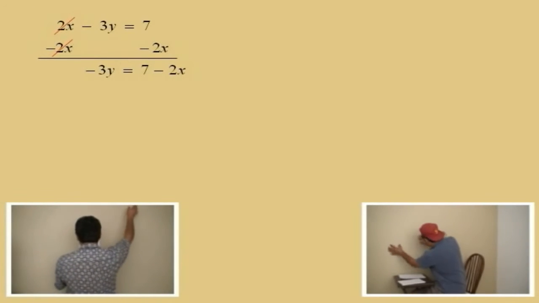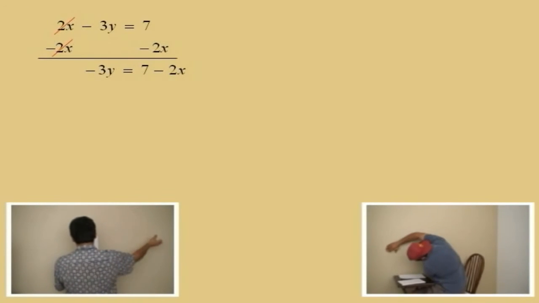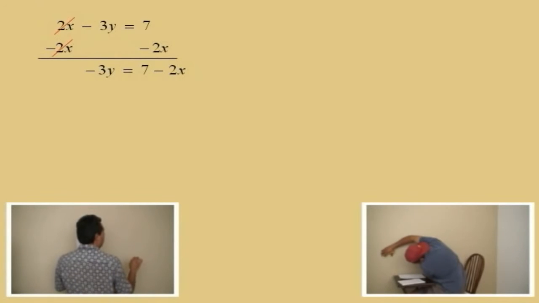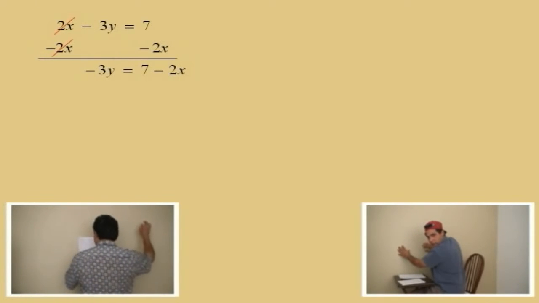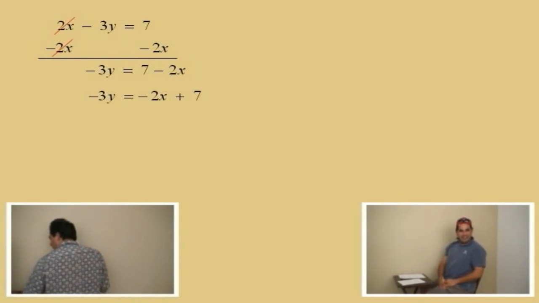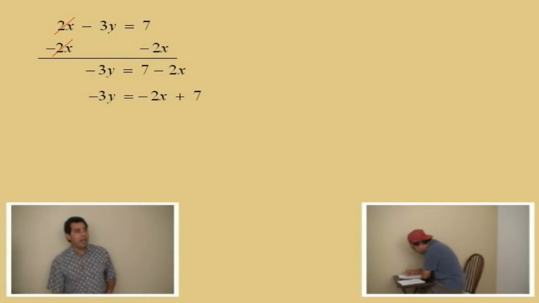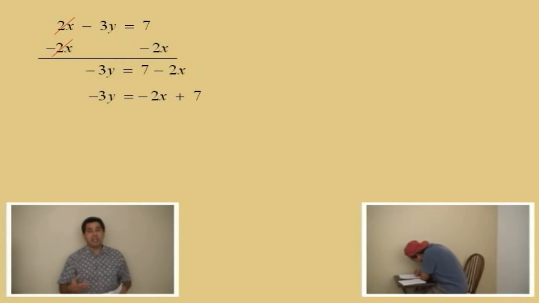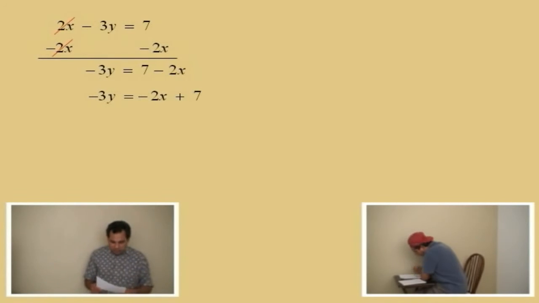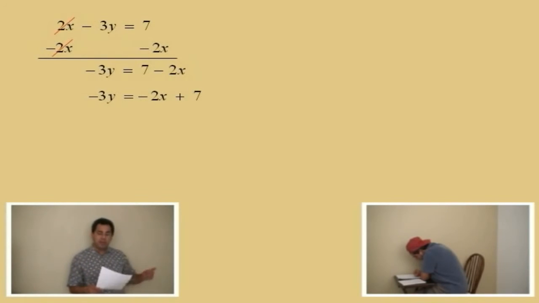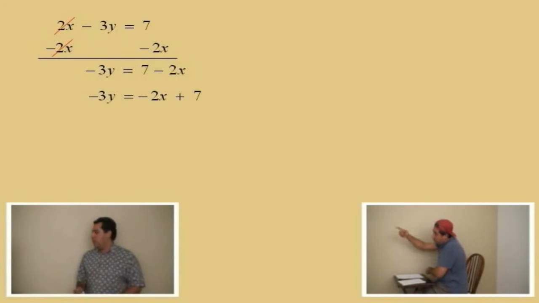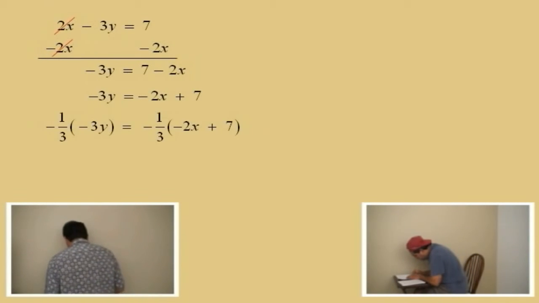So now, we're not going to leave it as 7 minus 2x. We're going to use the commutative property, and 7 minus 2x is the same as what, Charlie? -2x plus 7. Very good. So now, we've got to solve for y. So, Charlie, we're going to divide both sides by what? -3, which is the same as multiplying both sides by what, Charlie? -1/3. So, there we go.